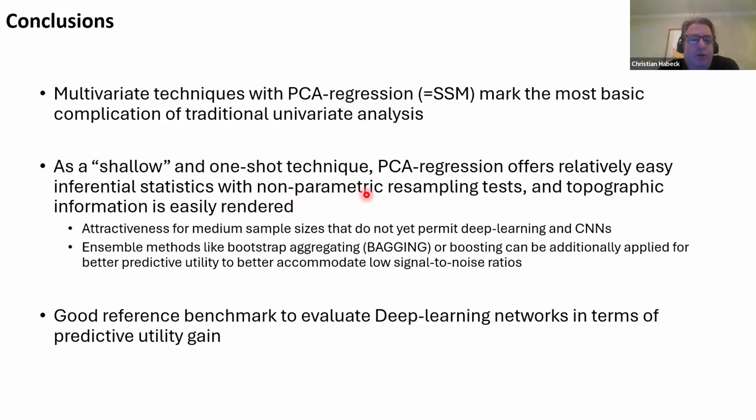And I think it's a very good reference standard also for deeper learning architectures. If you have convolutional neural networks, then I think PCA regression is a good benchmark that you should really try to beat. It's also conceivable to add ensemble techniques that are easy to do, like bootstrap aggregating or boosting. All of these early machine learning techniques would be easy to incorporate into this framework and might be a very good reference standard before you look to deep learning, convolutional neural networks or encoders.